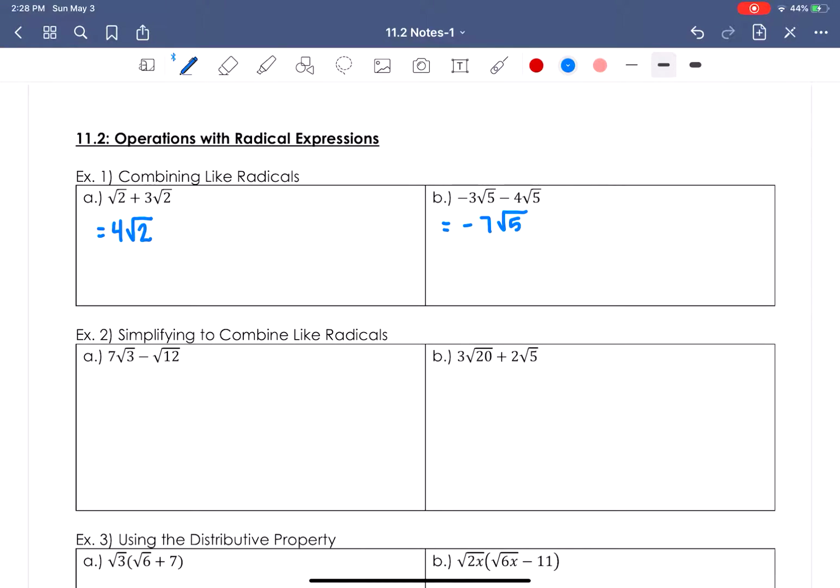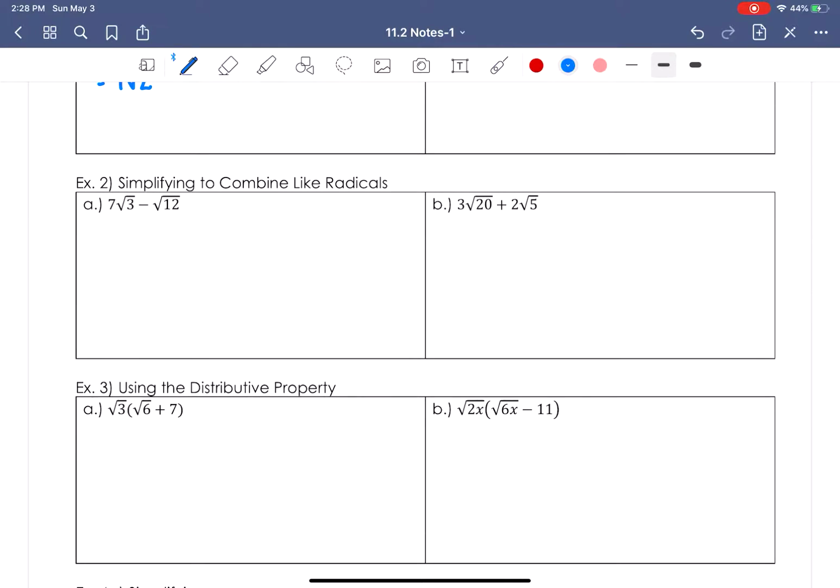Now, if they do not have a common radical, we have to first simplify one of them in order to get a common like radical. So the first one I can leave as 7 radical 3, and I can simplify radical 12 by taking it as radical 4 times 3, and I can take 7 radical 3 minus the square root of 4, which is 2 radical 3. So all I'm doing right now is just simplifying that radical 12. Now they both have a radical 3 with them, so I can take 7 minus 2, which is 5, and then bring down my radical 3.